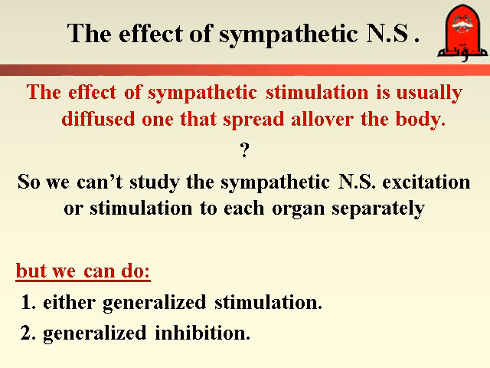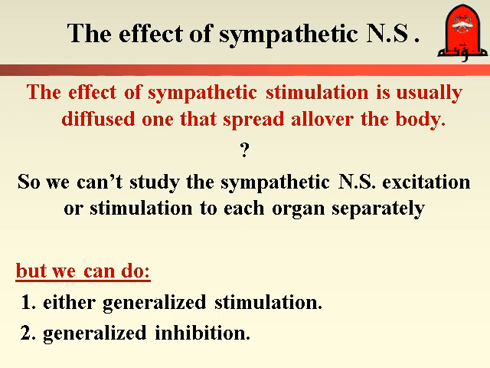Starting with the sympathetic division of the autonomic nervous system. The effect of the sympathetic nervous system should be studied by generalized stimulation or generalized inhibition. We cannot study the function of the sympathetic stimulation on each organ separately. Why does this happen? Because, as we said in the previous lecture, the anatomical arrangement of the sympathetic nervous system is through the autonomic ganglia.